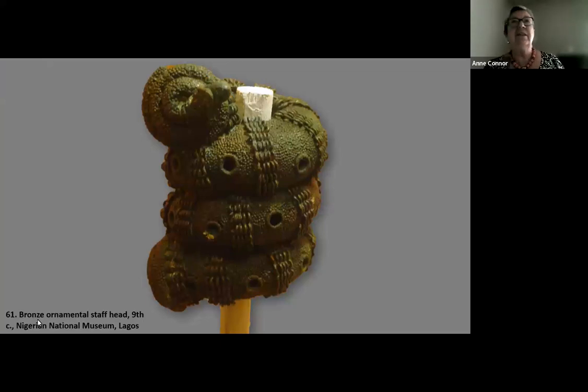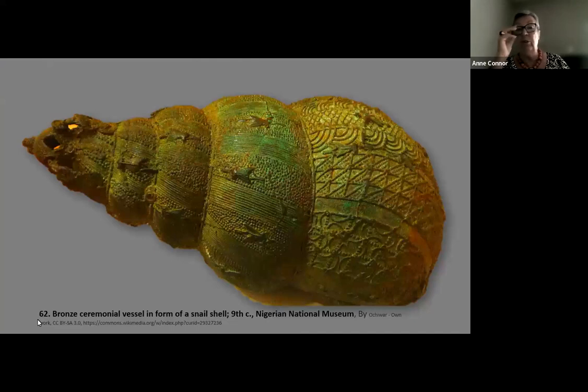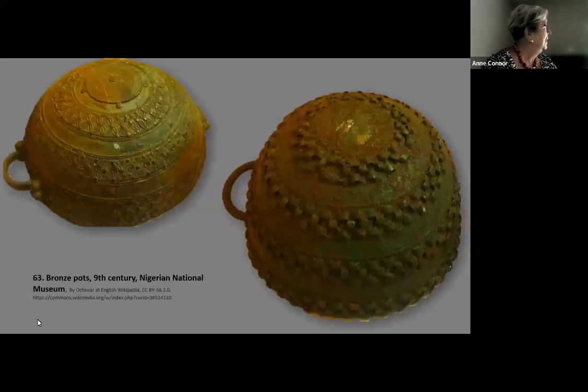This is a staff head. And this one, a bronze ceremonial vessel in the form of a shell. Isn't that beautiful? And then some bronze pots. And now hold your breath. Are you sure we are in Africa?